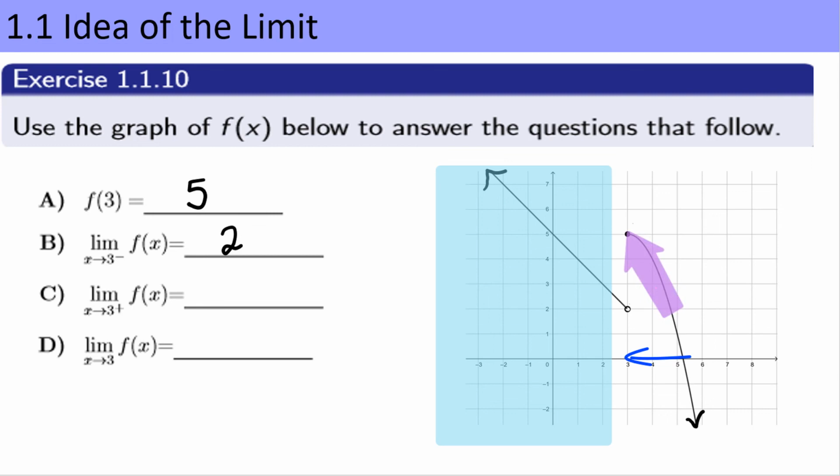As x gets closer and closer to 3, the function value reaches the top part of the parabola, which is the solid hole at the value of 5.